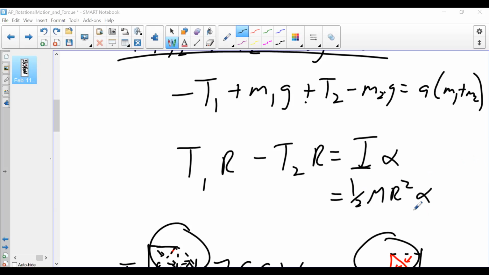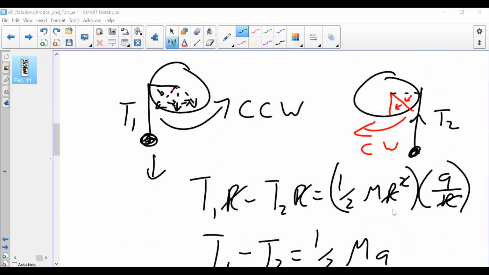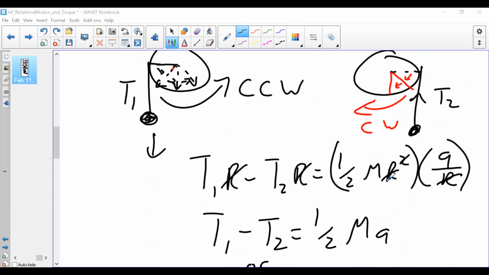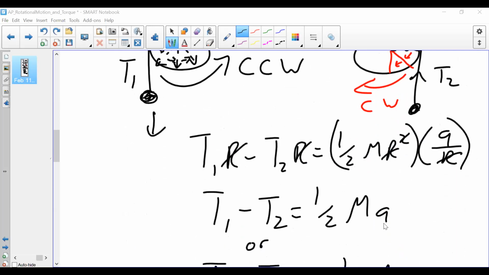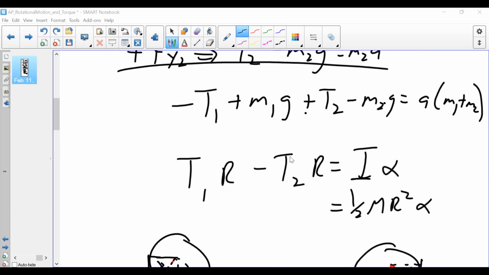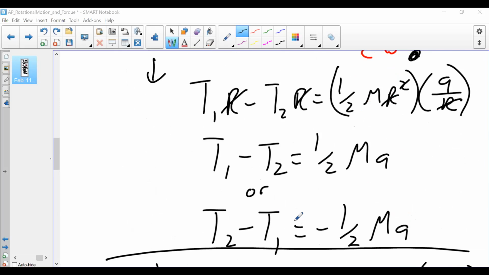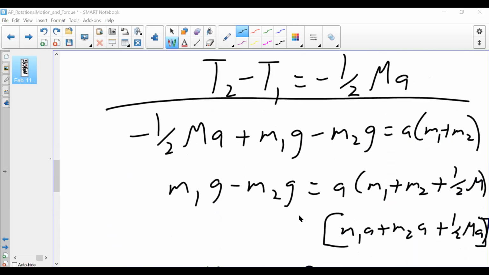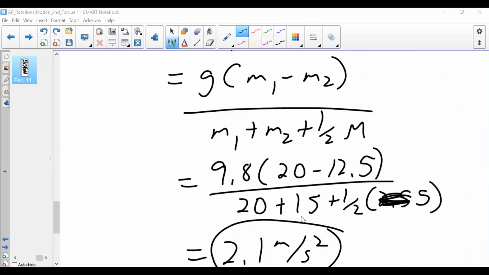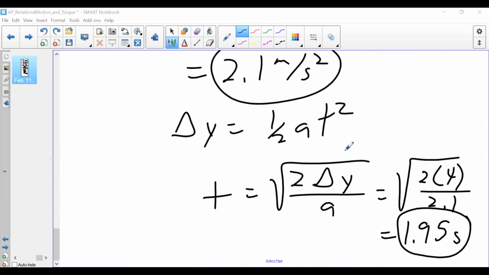So one half mr squared for the disk, and so we cancel the r out here, and then we have one left, and on both sides you get 1/2 ma. That would be great if we had T1 minus T2 here, but it's switched, so we switch the sign. That's all. T2 minus T1, because we have to conform to the expression and the forces. And so in the torque equation, we switch the signs to conform to what we got. And there's that. Okay.